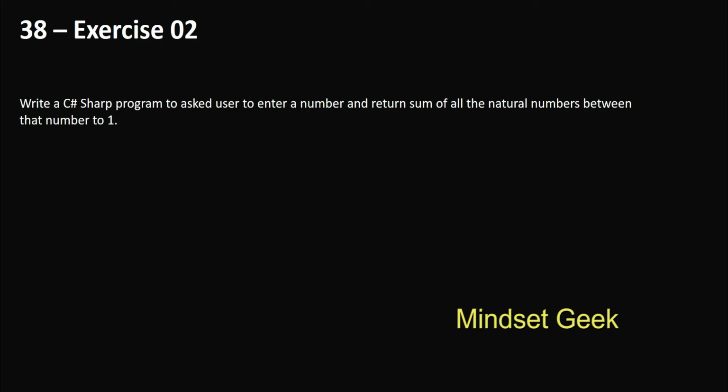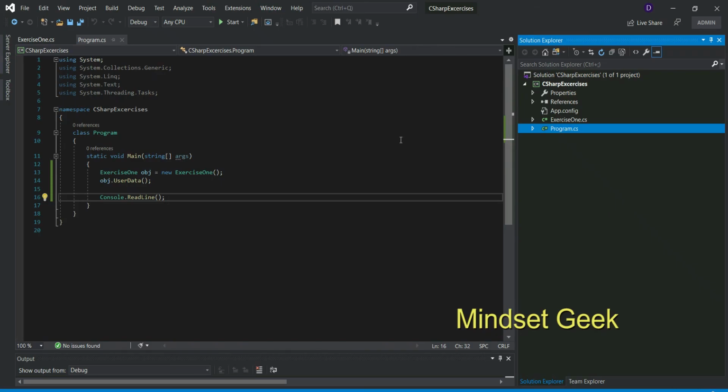In this lesson, I give one more practical exercise with C sharp. I ask you to write a C sharp program that asks users to enter a number. Your program should return the sum of all the natural numbers between 1 and that user-entered value. This is my last exercise.